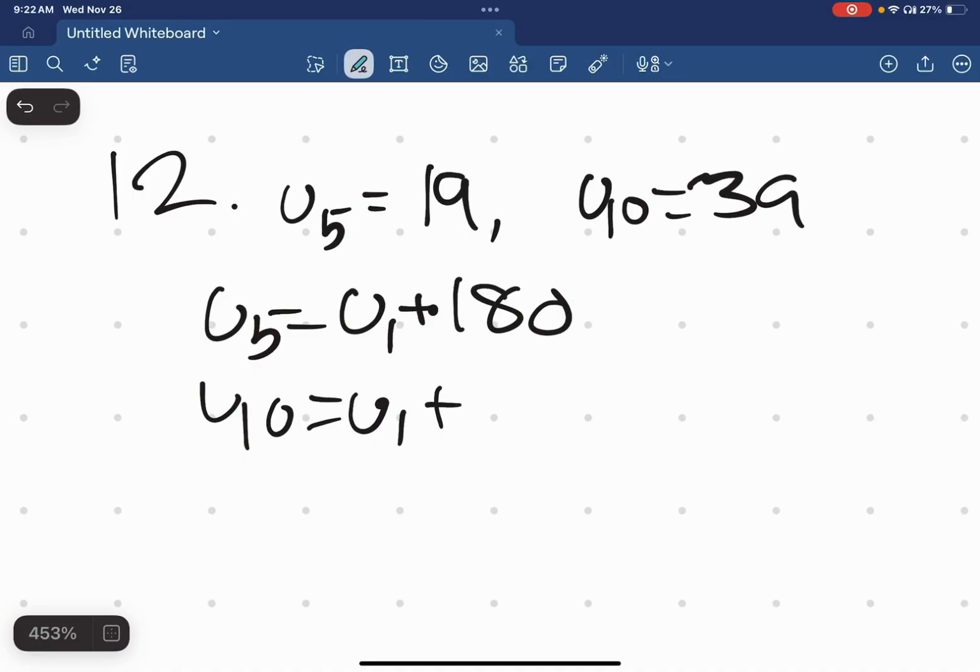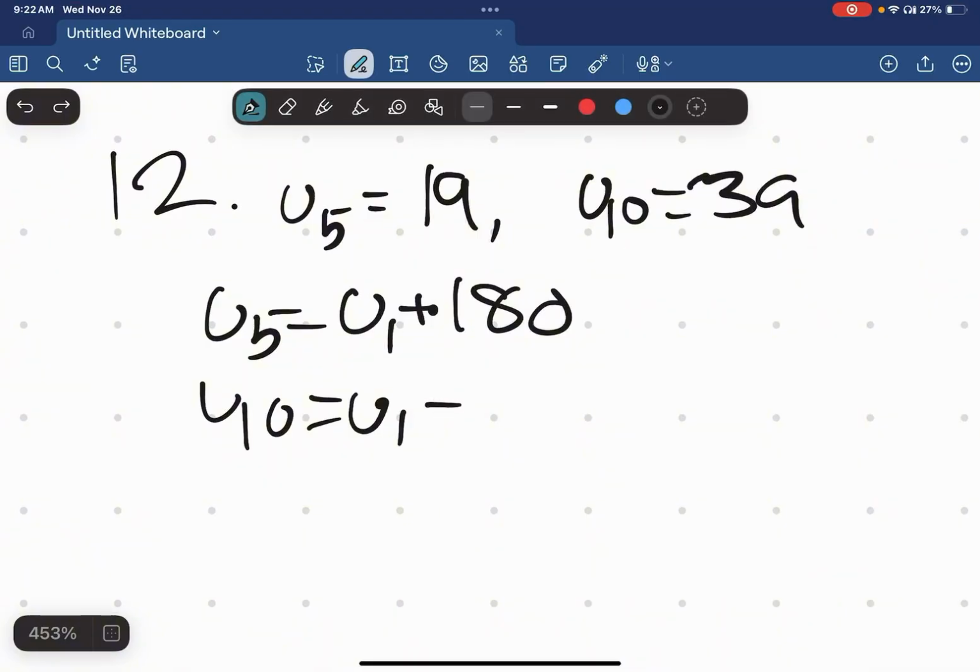oh, what I messed up. Oh, yeah, that's where I messed up. That is not 18d. That is 4d, and u10 is u1 plus 9d. Okay, and then from here we can just subtract these to get rid of the u1.